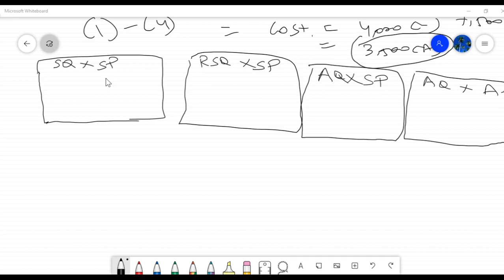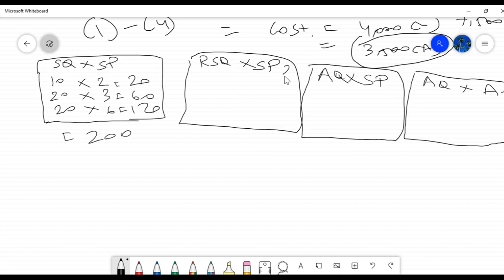RSQ we have to identify. We will identify that. Then come to actual quantity. Actual quantity is how much? Actual quantity 5, 10, 15 into SP 2, 3, 6 equals 10, 30, 90. So 130. AQ into AP, that is 5, 10, 15 into 5, 3, 6, 5 equals 15, 60, 75, will give you 150.